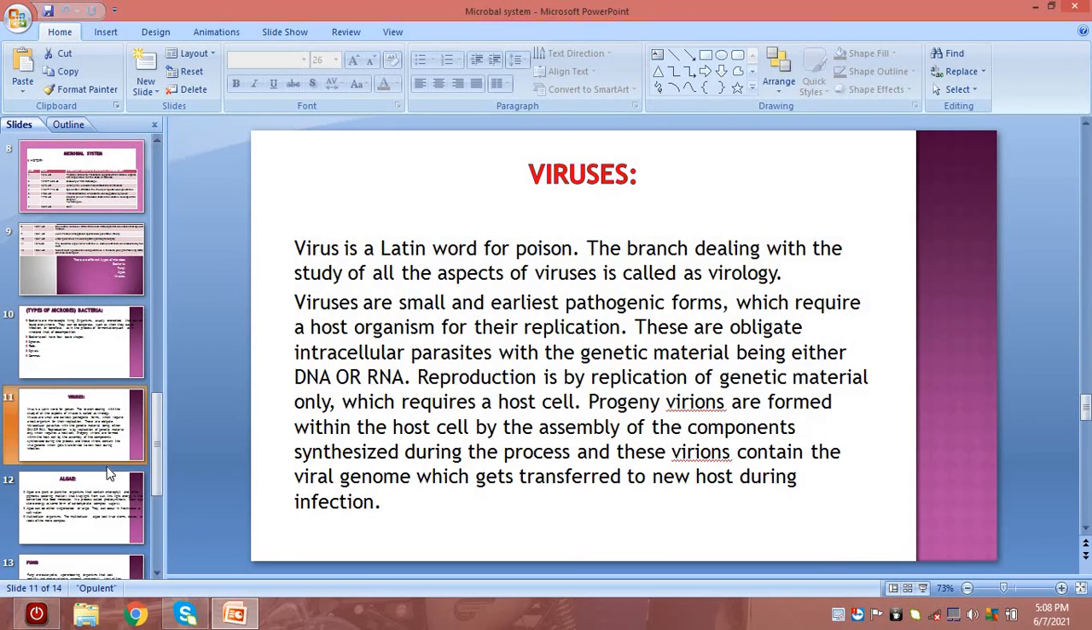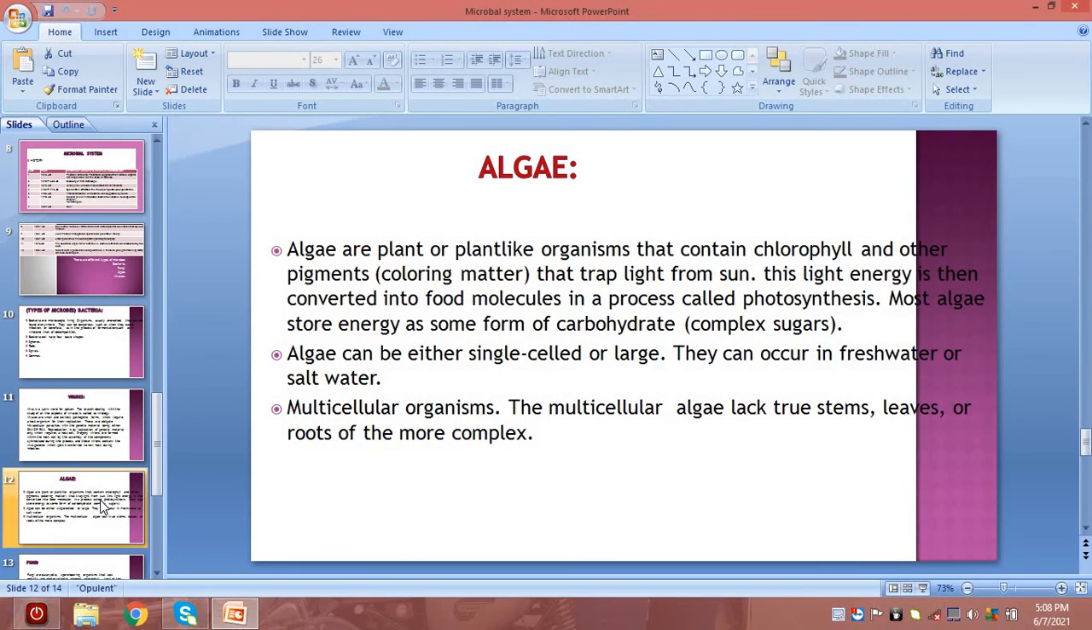Then the next type of microorganism we have is algae. Algae are plant-like organisms. Like plants, they also have the chlorophyll pigment. Chlorophyll pigment is the coloring matter which helps in trapping the sunlight, and this light energy they use to synthesize their own food by the process of photosynthesis like plants. And they store the energy in the form of carbohydrates. Carbohydrates are nothing but the sugars we have discussed in our unit 1.